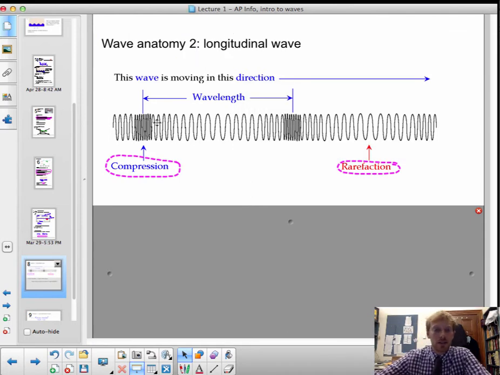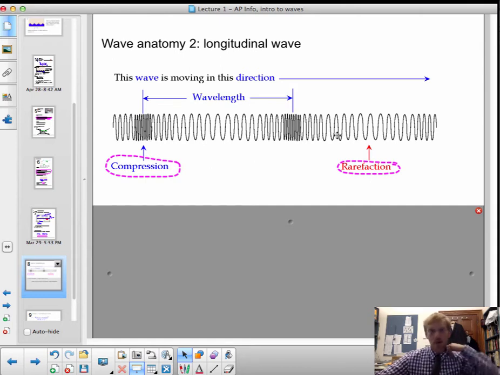A longitudinal wave has regions where the bits of the medium are extra close together and regions where the bits of the medium are extra far apart. There's a wavelength, which is, again, the distance in meters between repetitions of the wave. The regions where everything is pressed close together are regions of compression. The opposite of compression, the regions where the bits of the medium are spread farther apart, are called rarefaction.